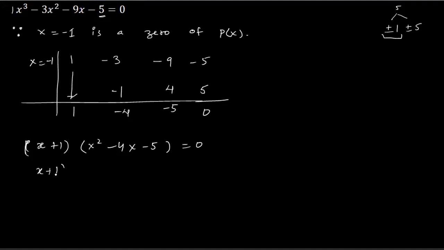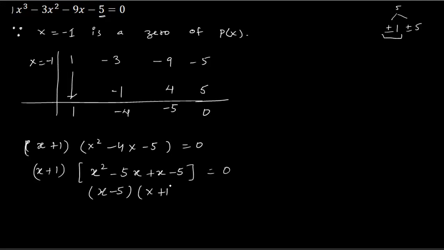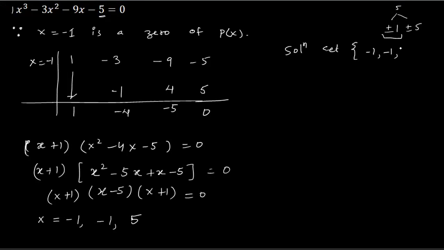Let us factorize this polynomial by using middle term splitting. So we can rewrite this as x square minus 5x plus x minus 5 equals 0. And after factorizing this, we get x minus 5 into x plus 1 equal to 0. And once we put these factors equal to 0, we get x equal to -1, -1, and 5. So the solution set is simply -1, -1, and 5.